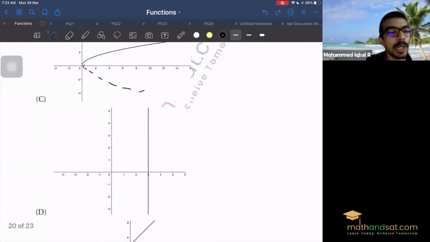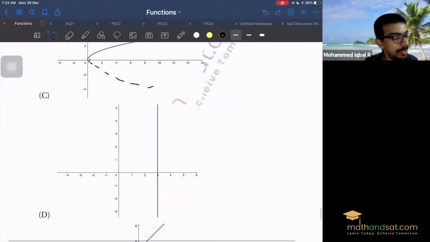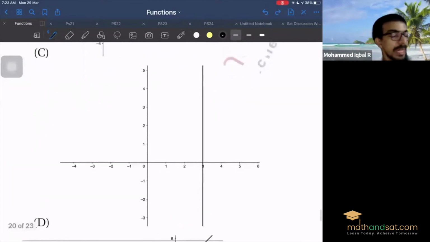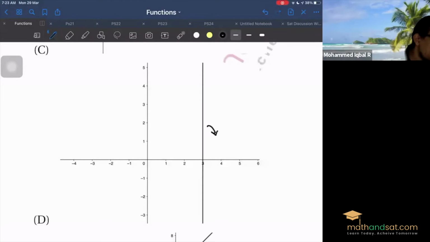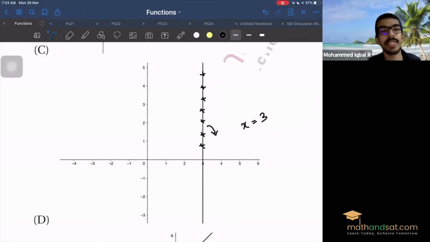And what about the third one? The third one, you see that it's a straight line, but there's a catch. You know what this represents? This represents the equation x is equal to 3. Why? Because the x coordinate is 3 everywhere. If you take any point on the graph, the x coordinate is going to be 3. The y coordinate keeps varying, but the x coordinate is always 3. So this is a straight line, but there is a catch. This is not a function.